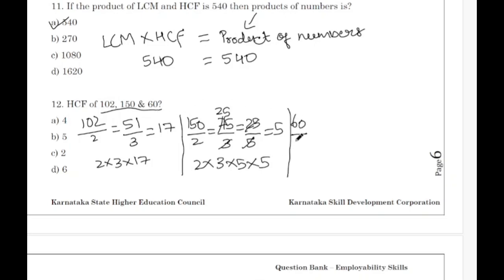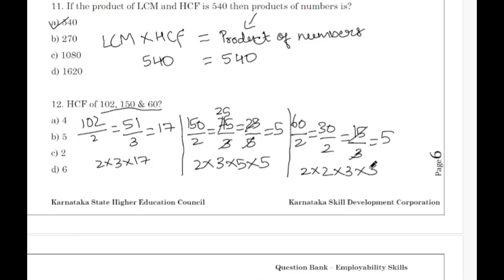60 is easily divisible by 2, which gives us 30. 30 is also divisible by 2, it comes 15, and 15 is not divisible by 2, it's divisible by 3. 3 5s are 15, and 5 is a prime number, so stop. So 2 into 2 into 3 into 5.